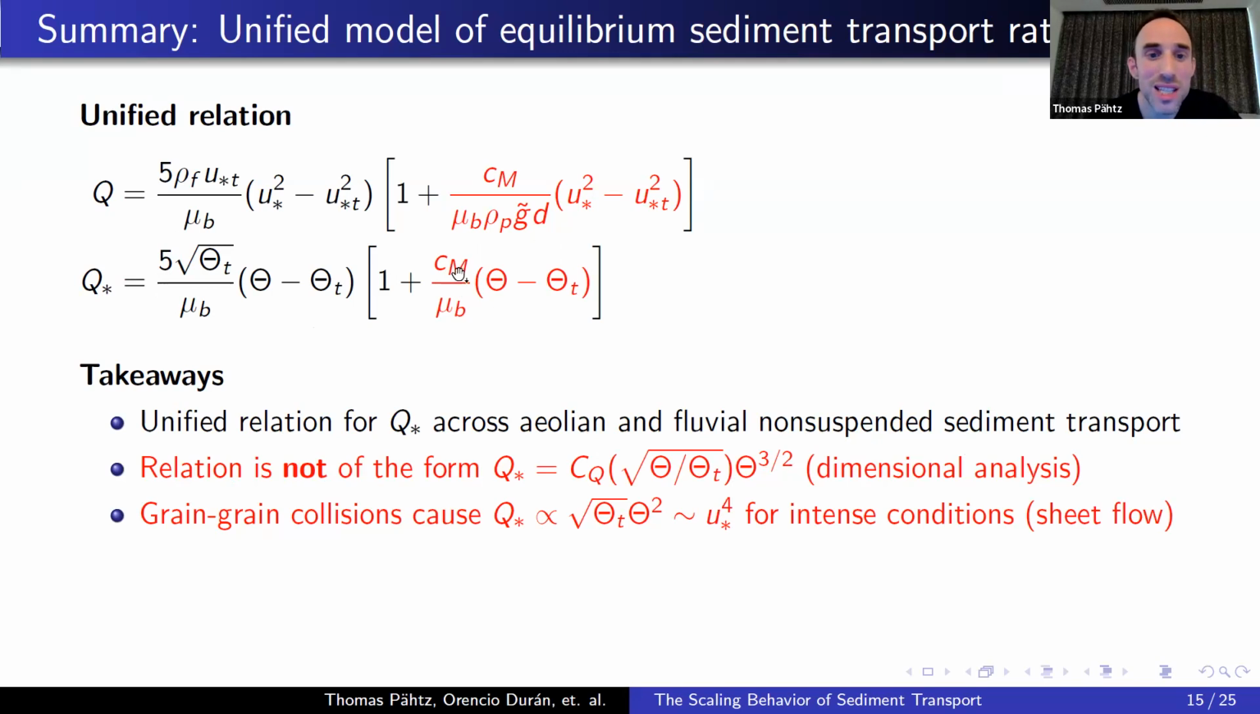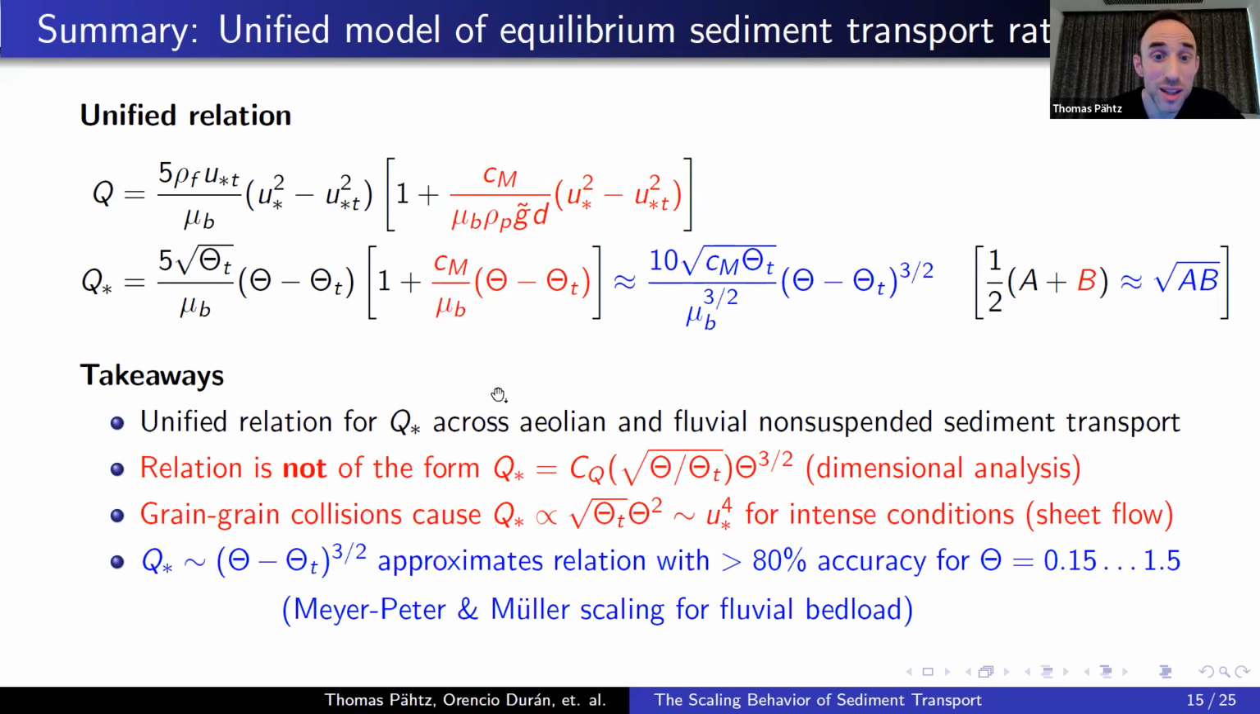And the red term, the CM, comes from those grain collisions. Essentially, this red term is the ratio between the frequencies of grain-grain and grain-bed collisions. And what it predicts is, when we have intense conditions with many grain collisions, then this term becomes significant, and then the sediment transport rate would scale with the Shields number squared. And this is actually well known for sheet flow. People have long known that the actual scaling is Shields number squared and not Shields number to the power 3/2 like here.